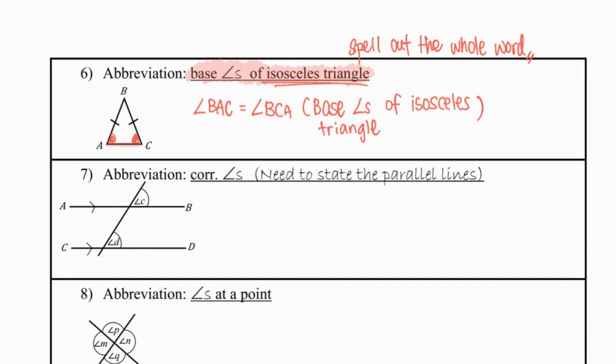Alright, let's move on to more properties that we have learned so far. Corresponding angles, again we need to state the parallel lines. So corresponding angle looks like this, like an F like that. These two angles are equal. Corresponding angles, comma, parallel line, AB parallel to CD. 2 more.